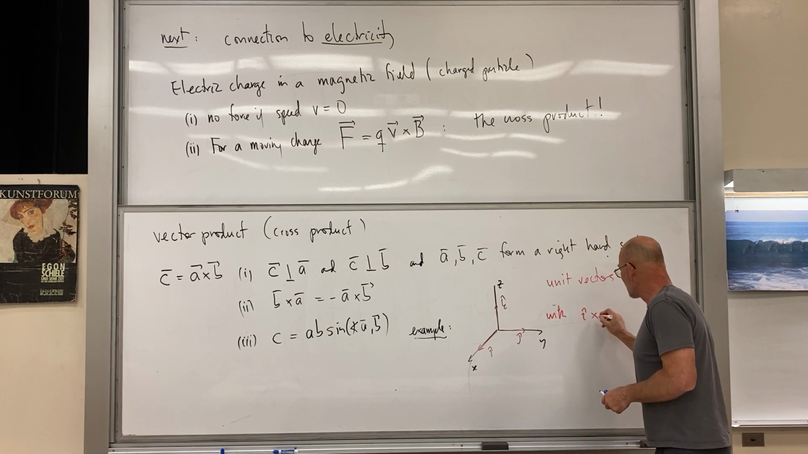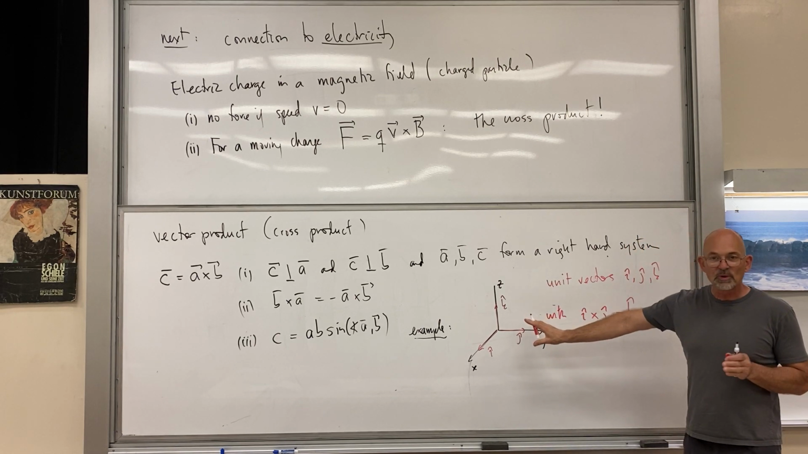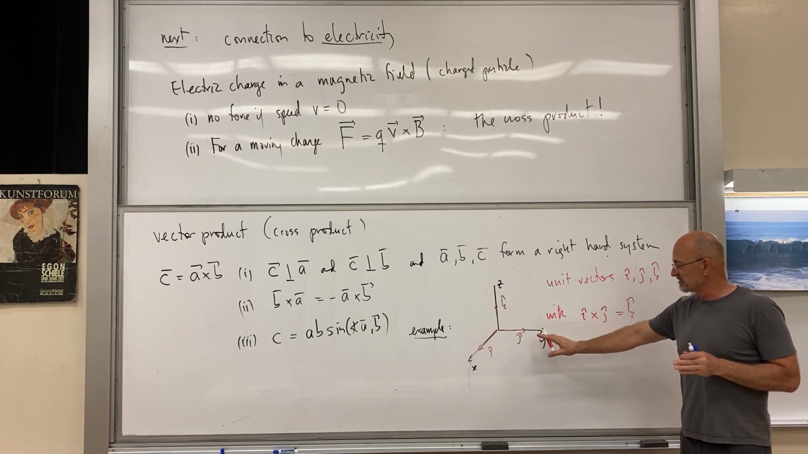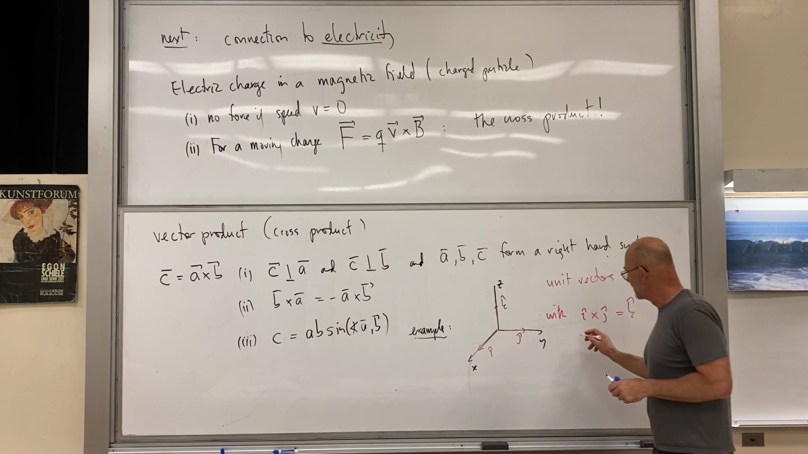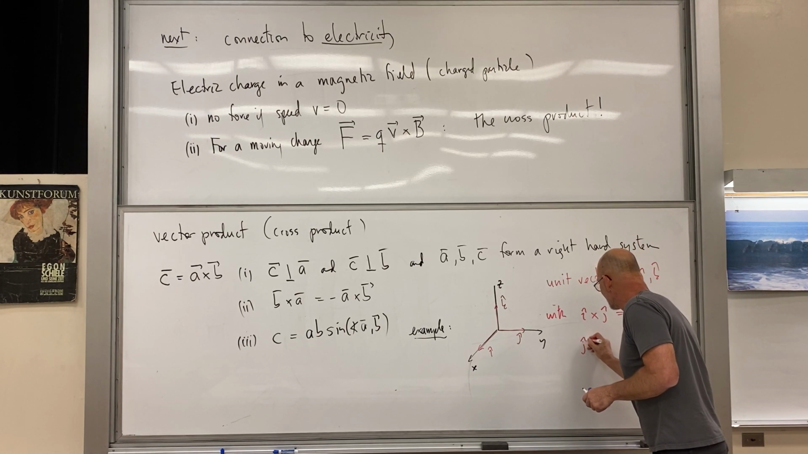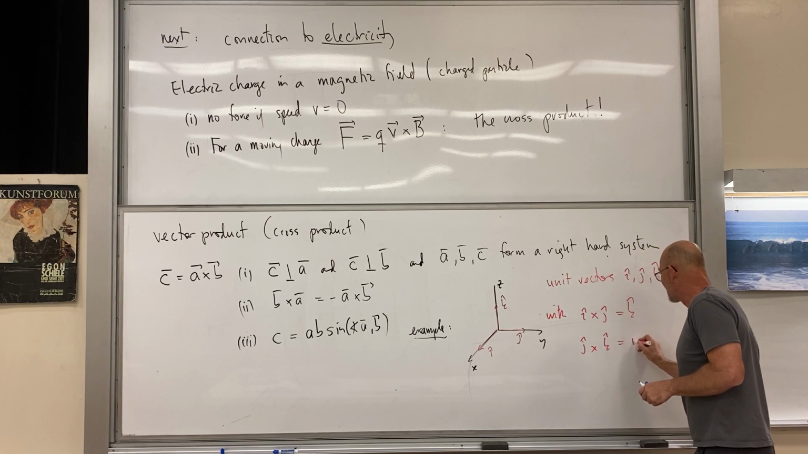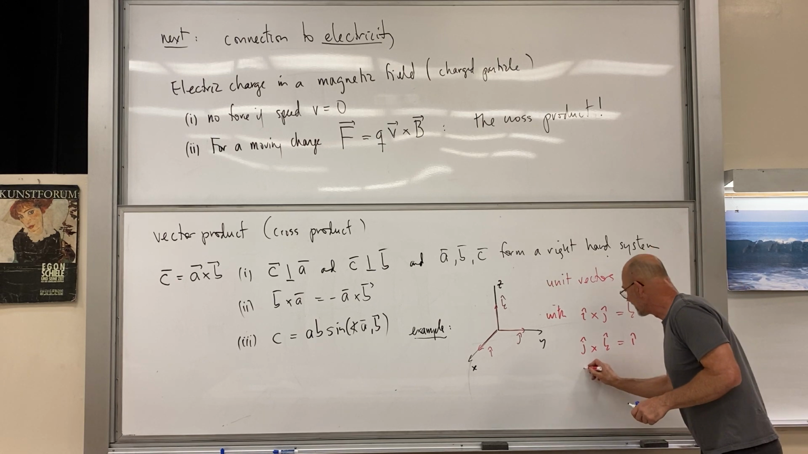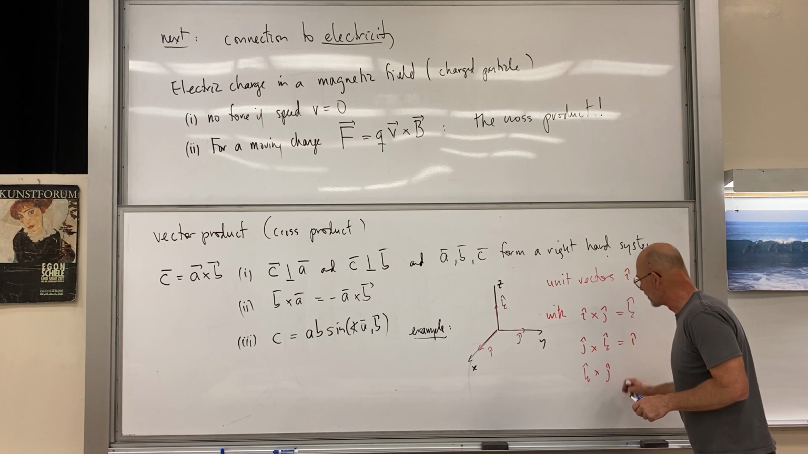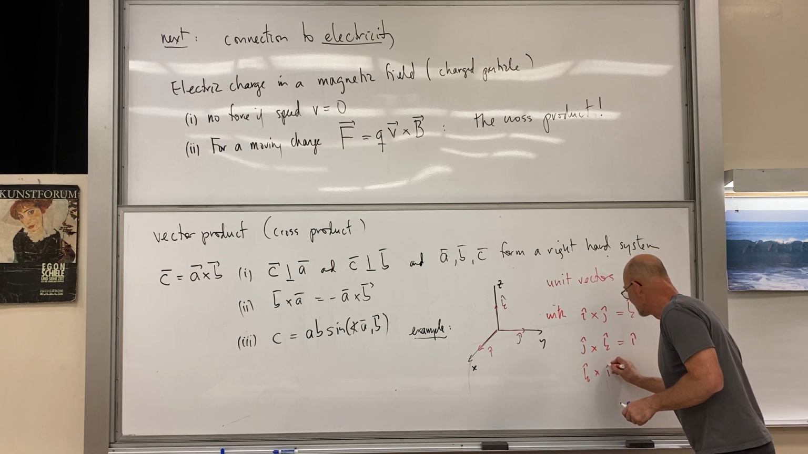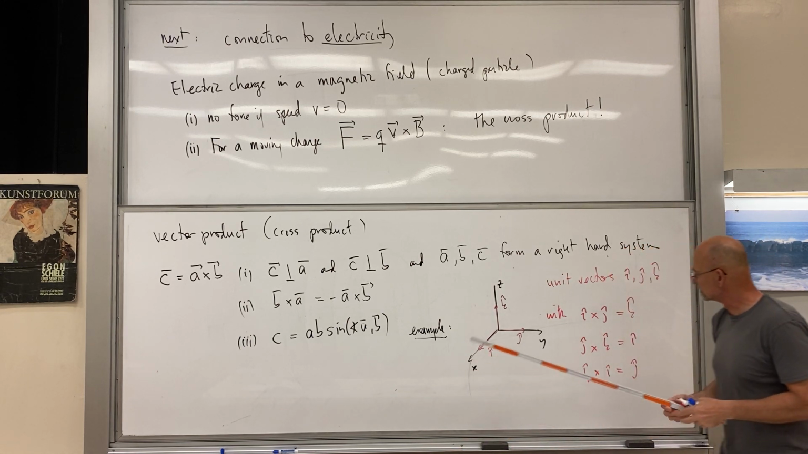I hat cross J hat equals K hat. So I'm going to write these formulas down, then we'll try to visualize it. So I hat cross J hat equals K hat, and then J hat cross K hat equals I hat, and K hat cross I hat equals J hat. So this is just a cyclic process that I'm showing you.